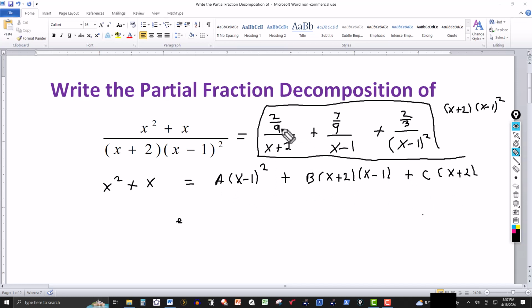The constants are 2/9 over x plus 2, 7/9 over x minus 1, then plus, of course, 2/3 over x minus 1 squared. Now you can multiply here and write the 2 on top. The 9 can multiply the x plus 2. Here would be a 7, and then multiply by 9. The 9 multiplies the x minus 1. And over here, multiplied by 3 is your 2, and the 3 multiplies the x minus 1 squared.